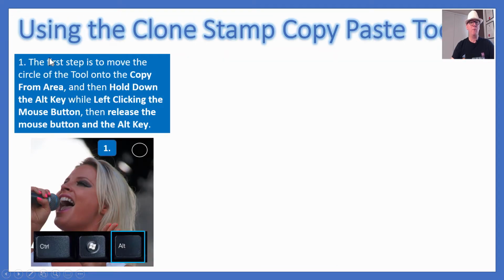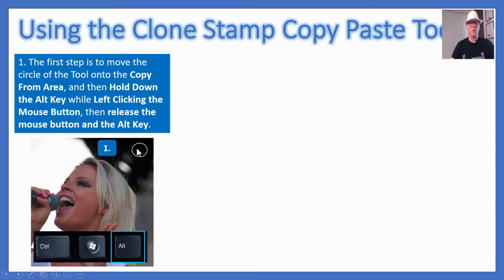Now, the first step, we're going to demonstrate this in a live demo very shortly, but we'll just show it to you here so you can read through these instructions from the downloads later on and just jog your memory on how to do it. Now, the first step is once you're on the clone stamp tool, you just move this round circle to the area you want to copy from.